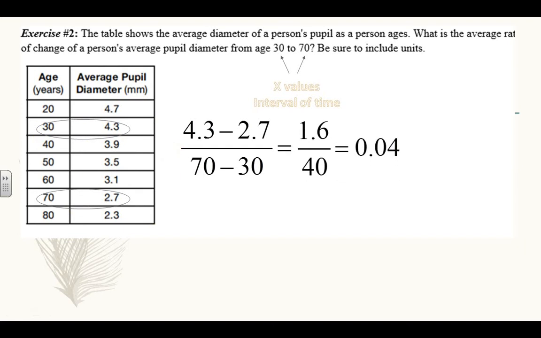You plug in the values, you do the difference of the y's over the difference of the x's, and there you go. And then it says be sure to include units, so this would be 400 millimeters.